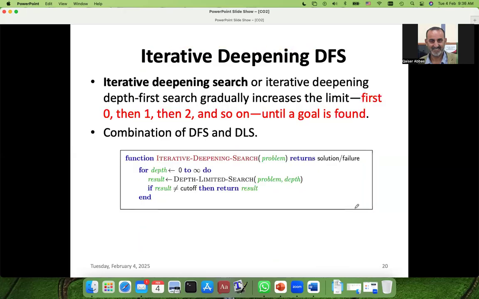Let's see what is the algorithm for that. So now this is the function. The name is iterative deepening. We are passing the problem into it. It will return a solution or failure.